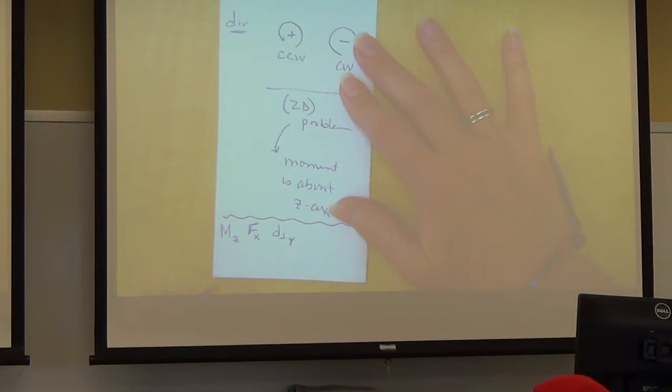And when we did a 3D problem, we did moment is equal to r cross f, and this is a 3D problem. If r was in the y and f was in the z, what was the moment in? The x.